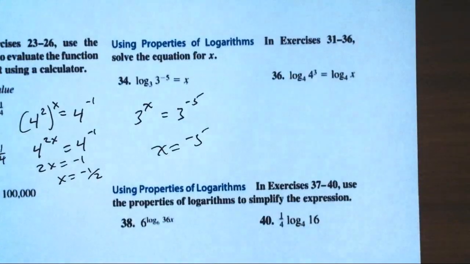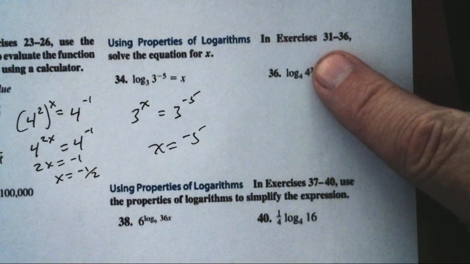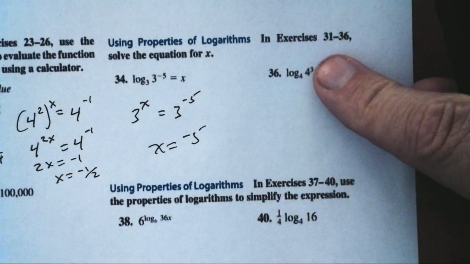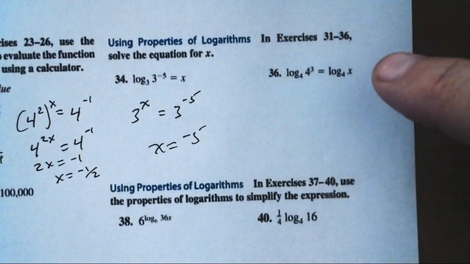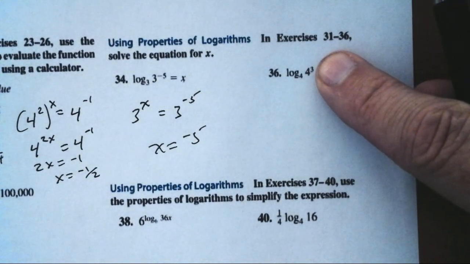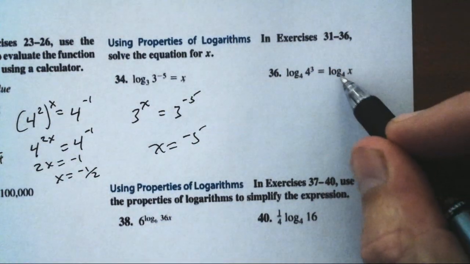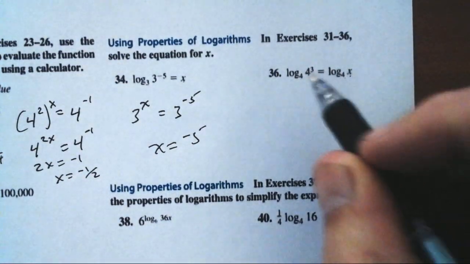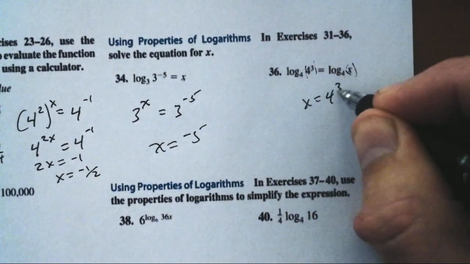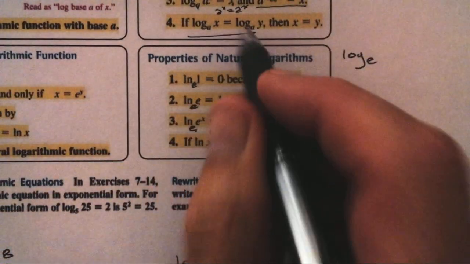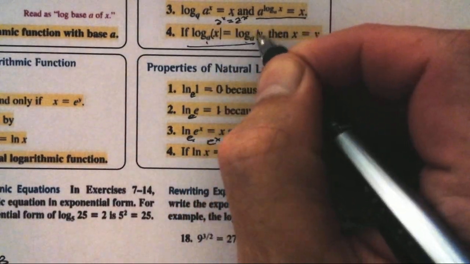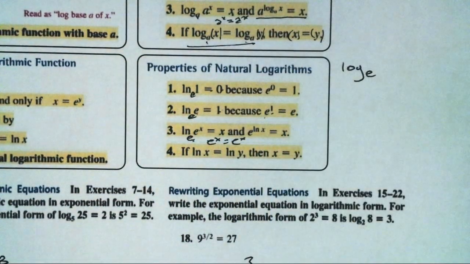Okay. Let's take a look at this. What is the exponent that turns 4 into 4 to the 3rd? This is equal to 3. This whole logarithm is just 3. But right here, this is saying log base 4 of what equals log base 4 of 4 to the 3rd. Well, that x must just be 4 to the 3rd. That's because of this rule right here. If two logarithms of the same base are equal, the arguments are equal.